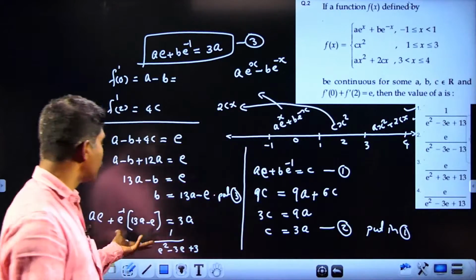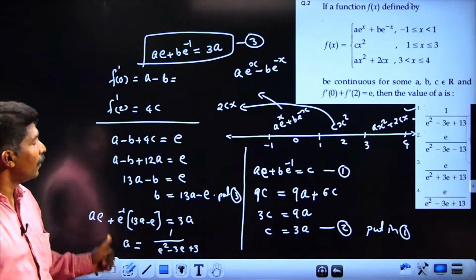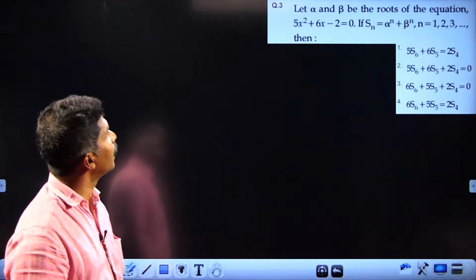After this simplification, it is very simple. All the concepts are explained here. Okay, so we shall go to the next problem, question number 3.